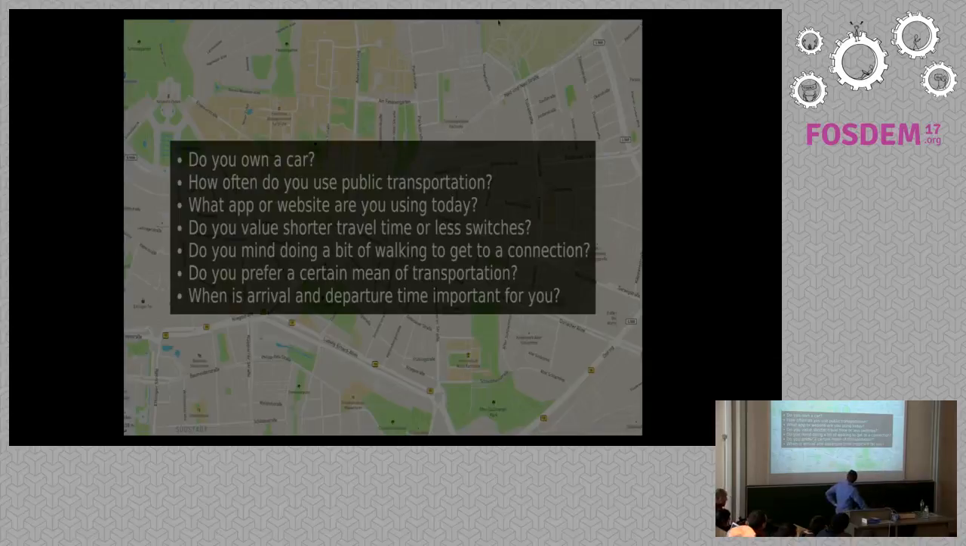One was regarding, do you value shorter travel time or fewer switches? Which is a weird question, right? And some people struggled with that. But that was in order to figure out a sorting algorithm for the different results. And a bit of my walking between the stops, also a sorting algorithm thing. And do you prefer a certain means of transportation? Do you like to ride trains more than you like to ride buses, maybe? And also the question with regard to arrival and departure, like when that is important to you.